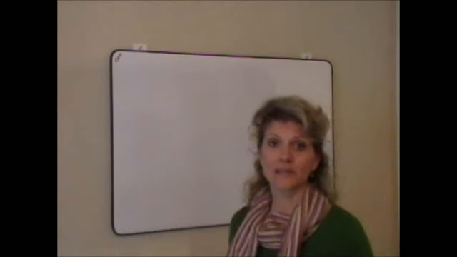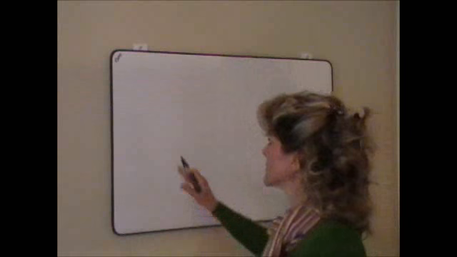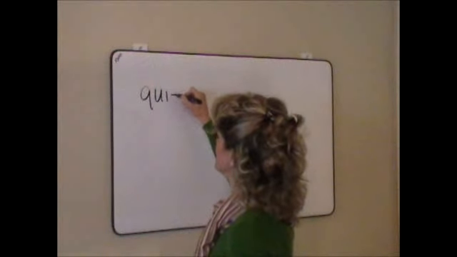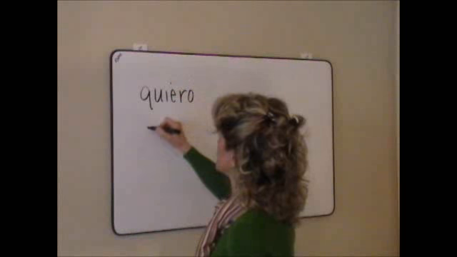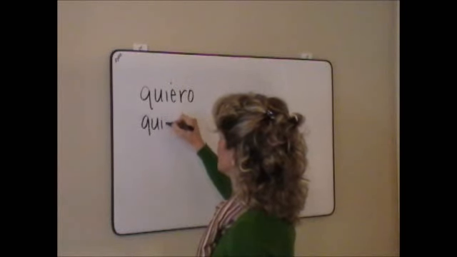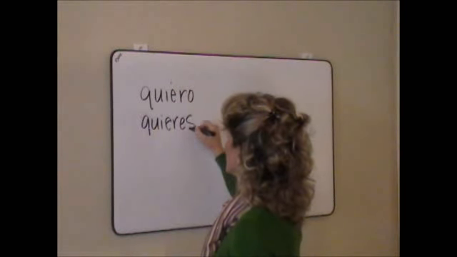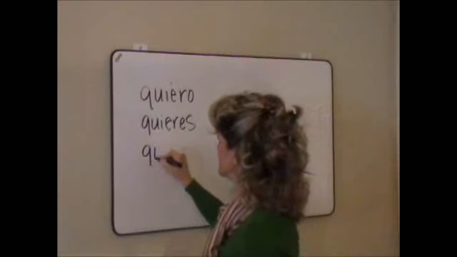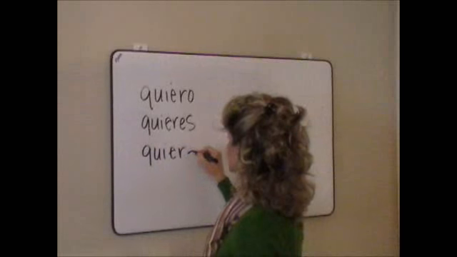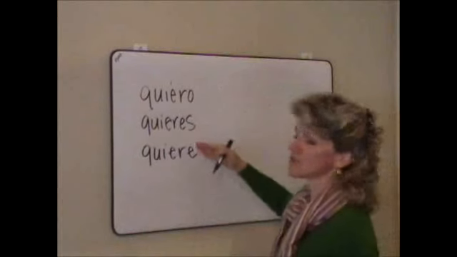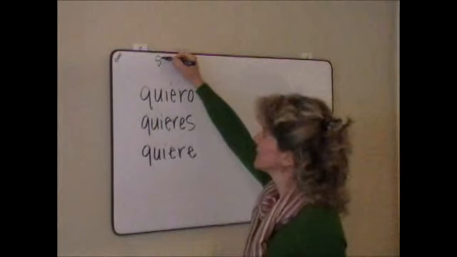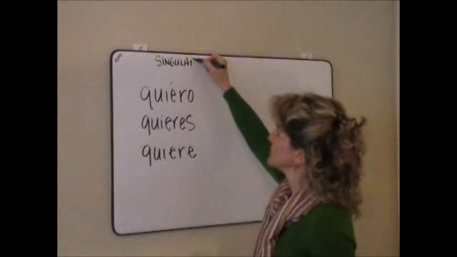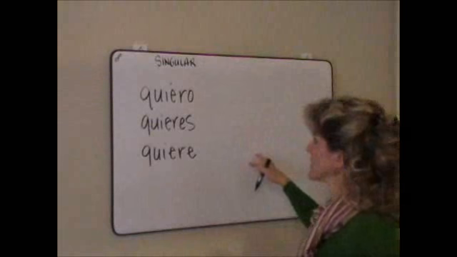Let's look at the verb querer, and we're going to start with the yo form up here. So it's yo quiero, tú quieres, and ella or él or usted quiere. All right, so those are all our singular forms, okay? Singular forms. And then we're going to list our plural over here on the right-hand side, okay?